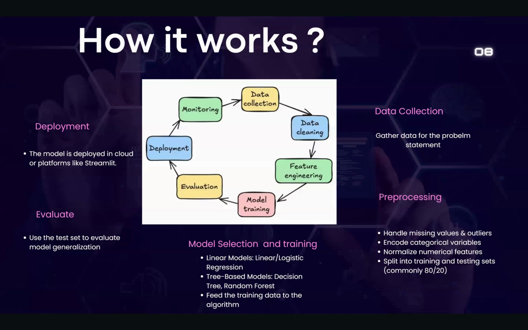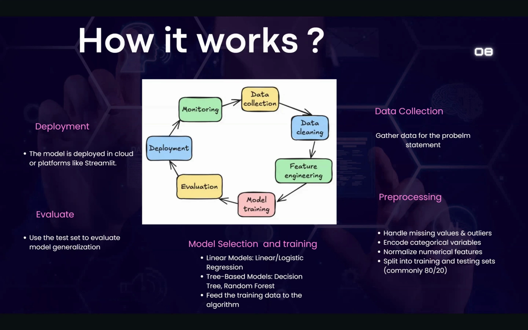So how does the model work? What is the whole workflow? Initially we start with data collection, then we process the given data because real-world data is noisy, where we'll be handling missing values and outliers, encoding the categorical variables, and normalizing the numerical features. Then we'll be splitting the data into training and testing sets, and so on. Then we will choose a machine learning algorithm and train it.